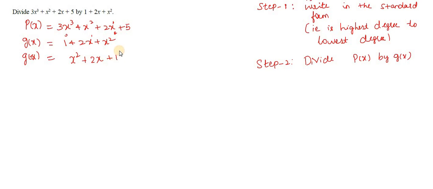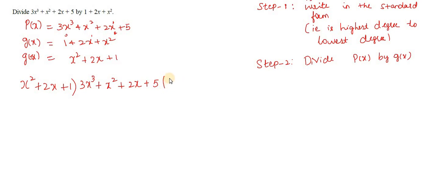Now what should we do? We should divide p of x by g of x. And you can take any other names too. Instead of p of x, you can take a of x, b of x, like that. But here I took it as p of x. Okay, now divide this. So how to divide? x square plus 2x plus 1 divided into 3x cube plus x square plus 2x plus 5.